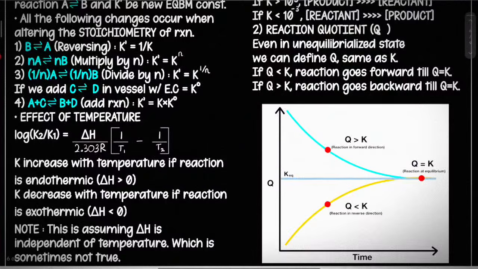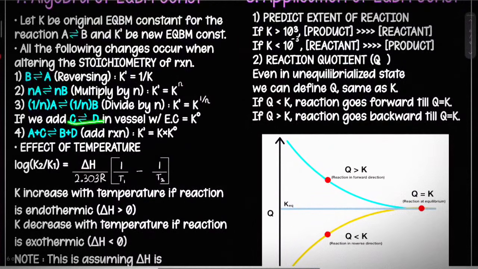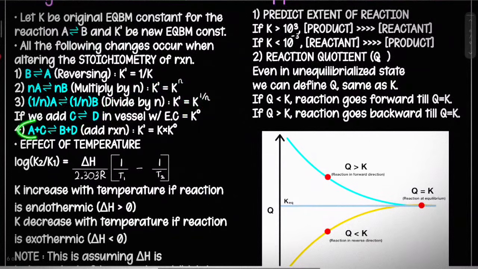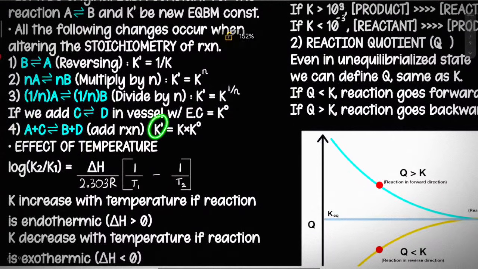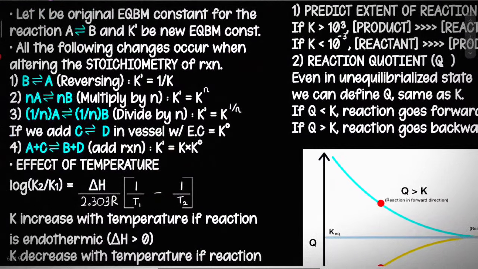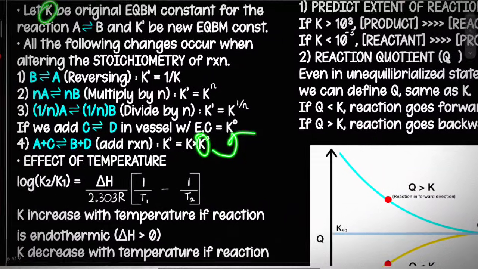And if we add a reaction, in the same vessel, say C converts to D, and this reaction on its own has an equilibrium constant of K naught, then the net reaction has an equilibrium constant K dash equal to K of the first reaction into K naught of the second reaction.